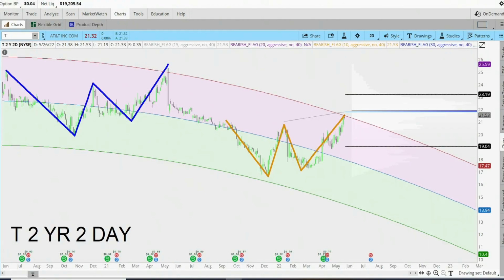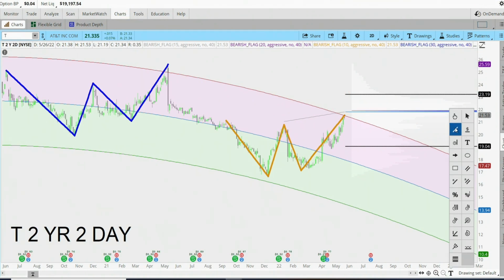In light of Verizon, let's look at T, 2-year, 2-day. You can see the nice bear flag pattern right up against resistance. We also have divergence, trend indicators going lower, old support becomes new resistance, and of course we have the volume profile showing resistance. Great place to take a trade.